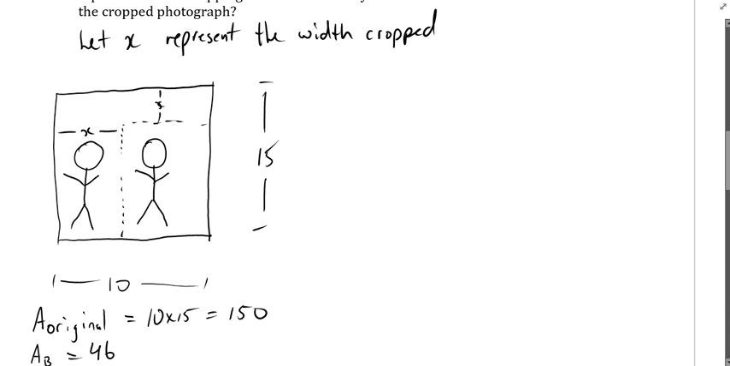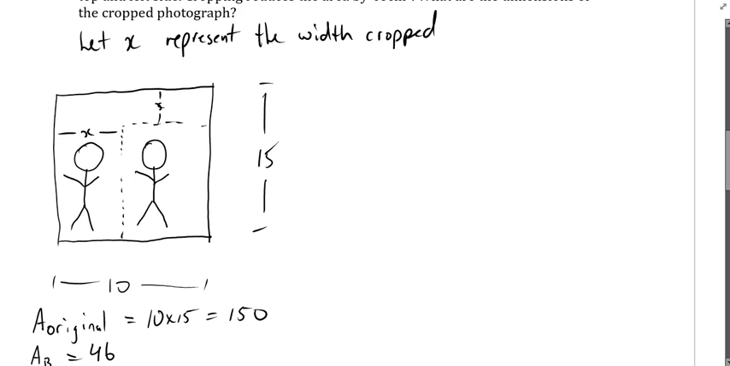Last thing. Yes, Anang. 15 minus x. So if this is x and this is 15, then what's left is 15 minus x. Good. And if this is x and this is 10, take away x. There's the dimensions of the cropped part. So again, it's not 2x plus 15 and 2x plus 10.